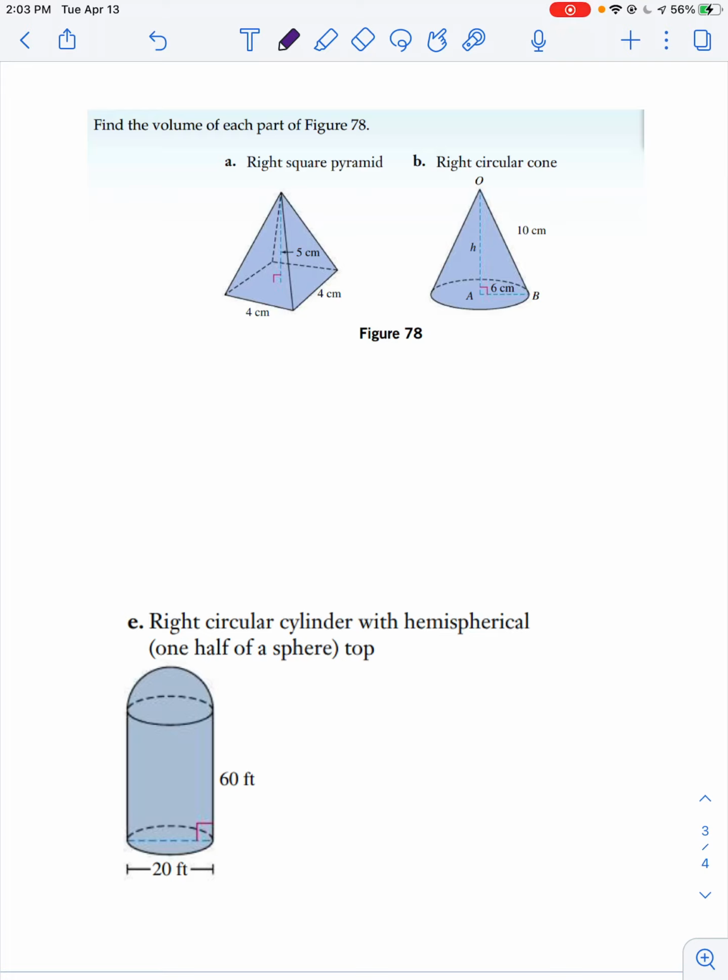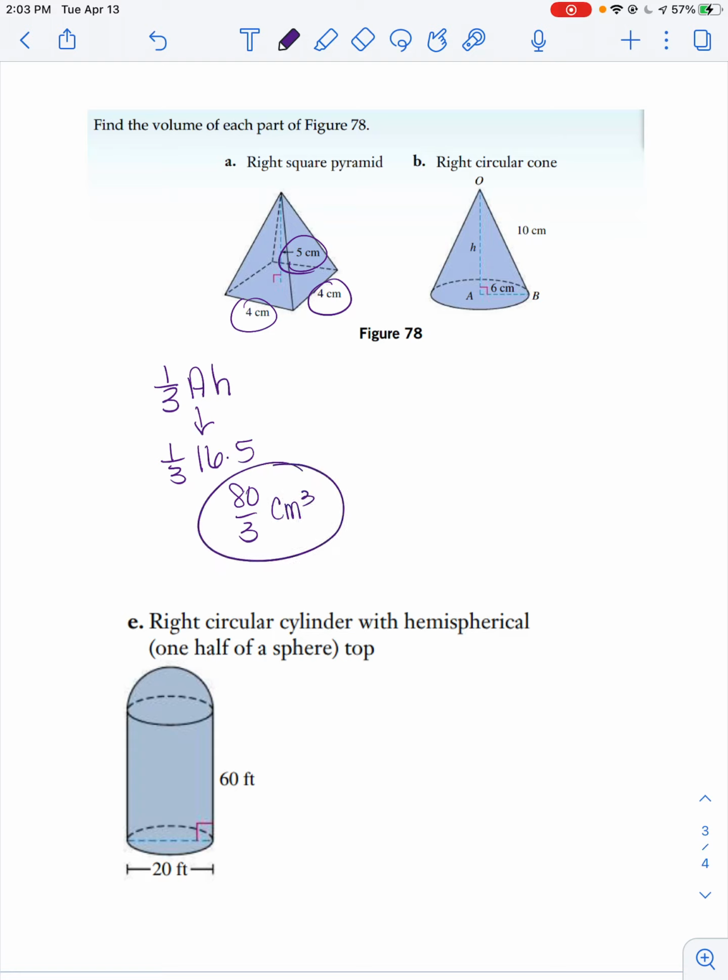In that right square pyramid, the volume of a pyramid is given as 1/3 area of the base times the height of the pyramid. Since this is a square, the area of the base is just 4 by 4, or 16. The height is given in this pyramid. I can tell that because of that right angle. It looks like a pole supporting my pyramid, is 5. So I take 1/3 of 16 times 5, which is 80 thirds, or approximately 27 centimeters cubed.